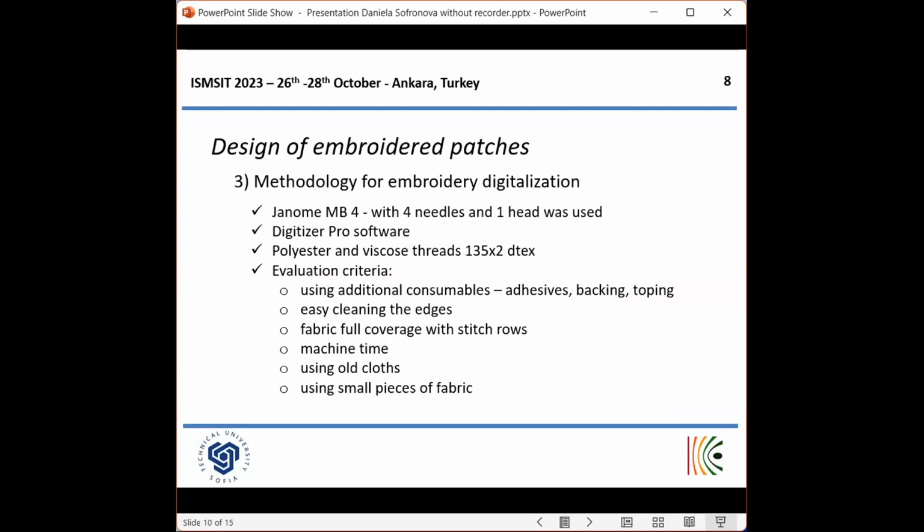An embroidery machine, Genome MB4 with 4 needles and 1 head, was used for embroideries, and their digitalization was made using Digitizer Pro software, and polyester and viscose Madeira embroidery threads with linear density of 135 were applied, and some important criteria were assessed.